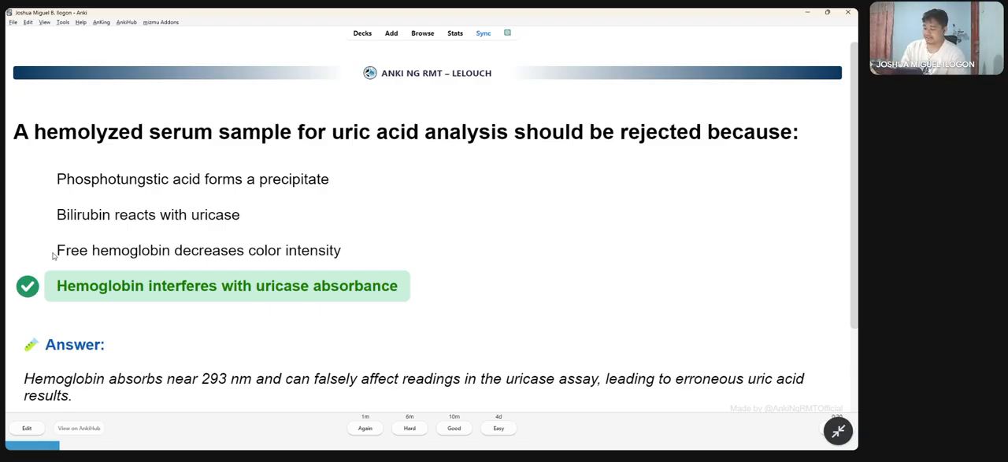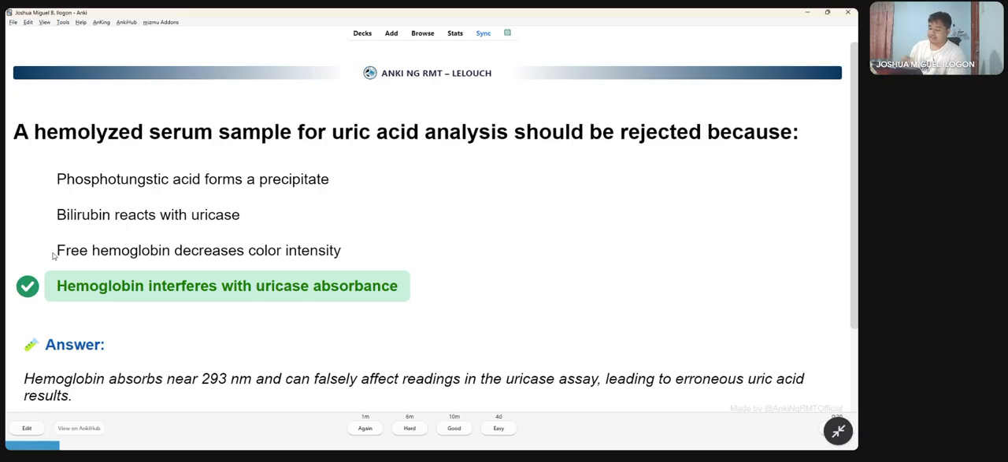Here we go, that's the enzymatic method. That's the uricase, or urate oxidase, at 293 nanometers, which measures the disappearance of uric acid. It measures H2O2 via peroxidase color reaction. More specific, preferred.